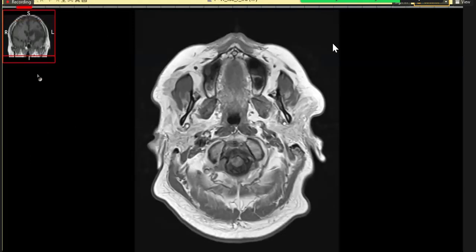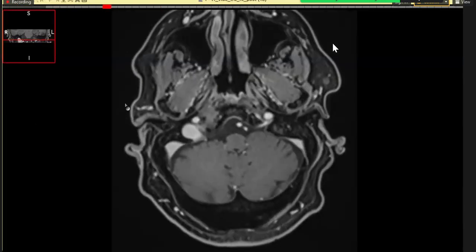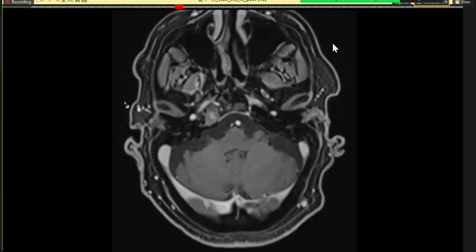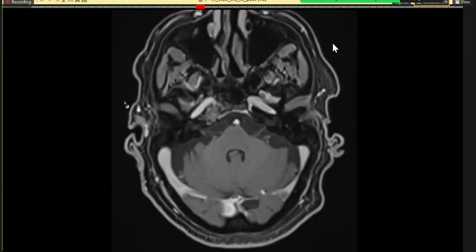Don't move your mouse. Okay, sir. I will let you know when I am ready. So this is post control. Sir, the lesion was intrinsically bright on T1 and I think it is showing slight post contrast enhancement as well. Now you can move your mouse. See the lesion. Okay, sir.